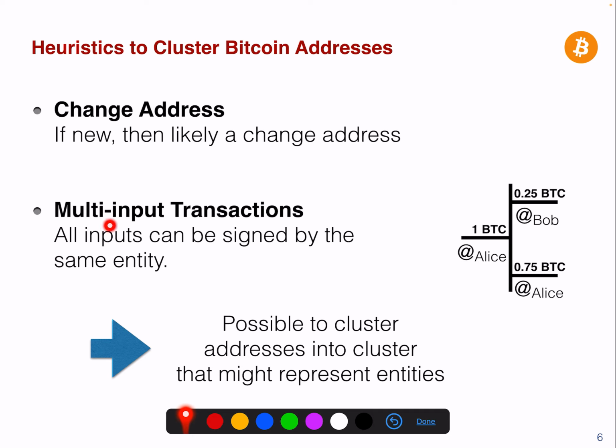What we can also do is look at multi-input transactions. All inputs from a given transaction are likely to be signed by the same entity. So given these two simple heuristics, we could then cluster addresses into different clusters of entities. They might represent entities, but these again are only heuristics and we're not really certain about it.